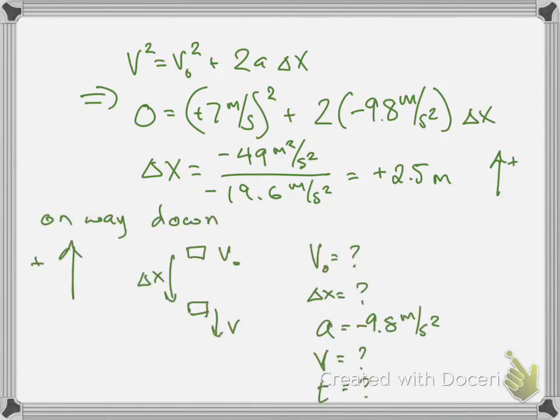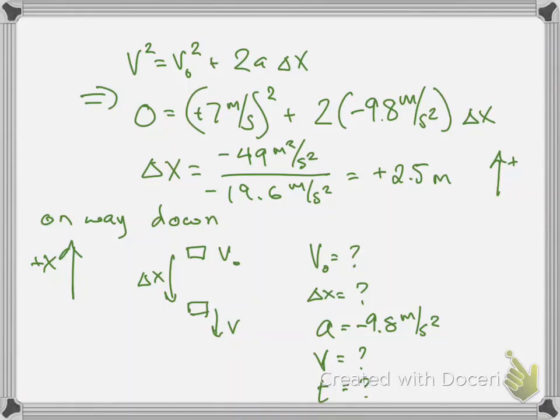Okay, so I've drawn the picture for the way down, and I'm not going to make any assumptions here until we talk about it. So let's first of all keep with our convention. We called up the plus direction for the first part of the problem, so we'll keep up being the plus direction in the second part of the problem, so as not to confuse ourselves, even though it's on its way down. That's fine. Up is the positive direction. It's displacing in the downward direction. It's got a final velocity in the downward direction.